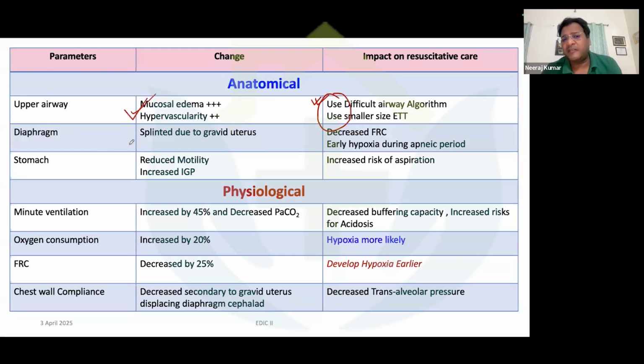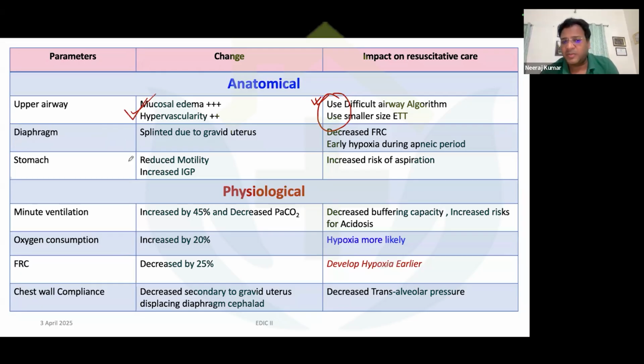For the diaphragm, the diaphragm is splinted, because of the gravid uterus. Because of this splinting, the patient will have a decreased FRC. If the FRC is decreased, the patient is more prone to hypoxia, and if the apneic period increases, the patient will have more problems, because the FRC is already compromised. That's why rapid desaturation happens in these kinds of patients, especially when the splinting is greater because of the increase in gravid uterus size. That's the first point.